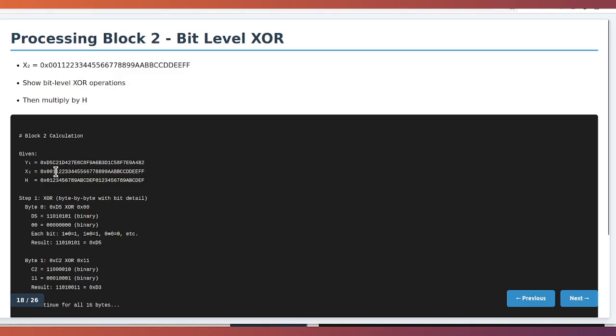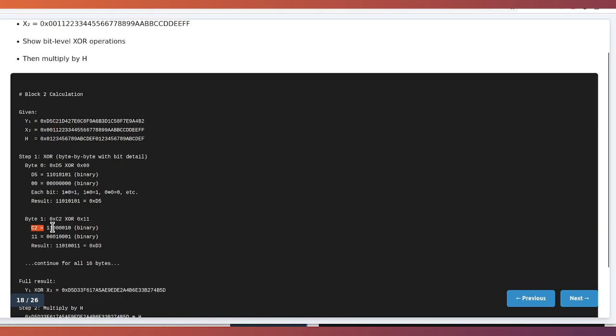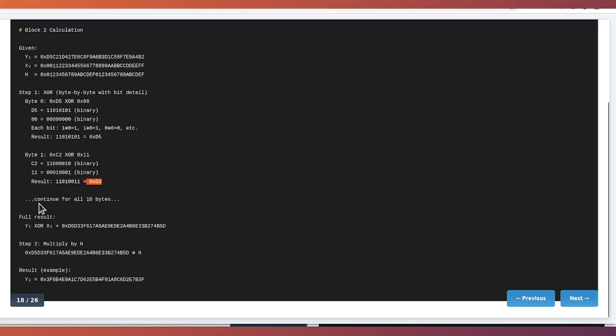The second byte, 0xC2 XOR 0x11. In binary, 0xC2 is 11000010 and 0x11 is 00010001. XORing, 1 XOR 0 equals 1, 1 XOR 0 equals 1, 0 XOR 0 equals 0, 0 XOR 1 equals 1, and so on. The result is 11010011, which is 0xD3. We continue for all 16 bytes. The complete result is y1 XOR x2 equals 0x, beginning with D5 ending with 5D.